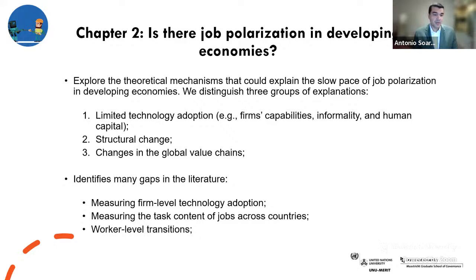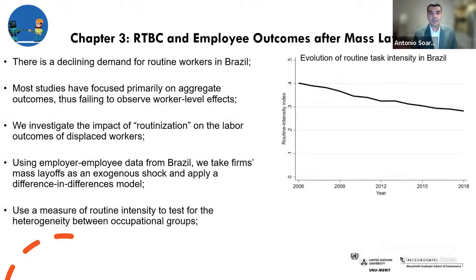In particular, we realize that there is a need to improve our measures of firm-level technology adoption to understand the adoption of those technologies in the context of developing economies. It is also important to improve the measure of task content of jobs across countries to improve our understanding of the impacts of technology adoption. And finally, we highlight the importance of micro-level studies understanding the transitions of workers following the displacement resulting from technology adoption. This is exactly the topic of the third chapter, routine-biased technological change and employee outcomes after mass layoffs.